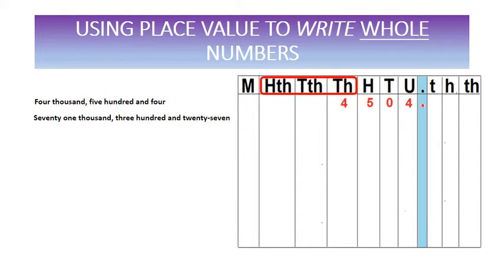This one we've got 71,327. Let's group the thousands together in the words. 71 of them. So think where the 71,000 is going to go. You can see there, and then the 327.